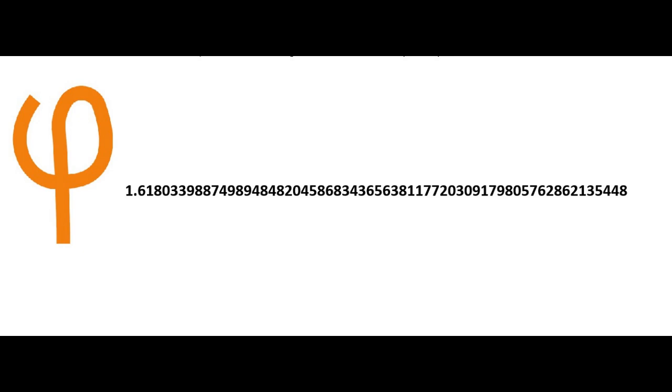1.61833398887498056638117720379805762862135448. Oof, a suite of 61 digits. So, I have presented the number here with a total of 60 decimal places. That's a little funny, isn't it? I'm sure that's the first time you've seen so many numbers together.